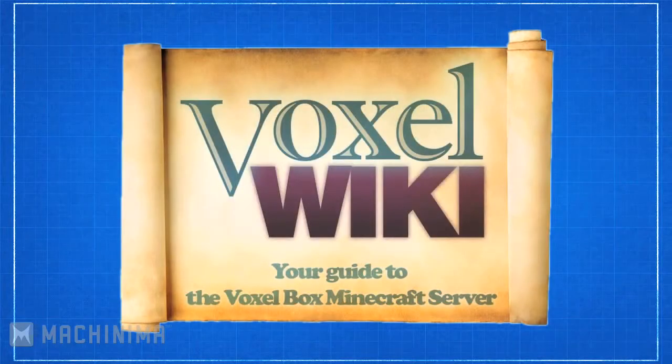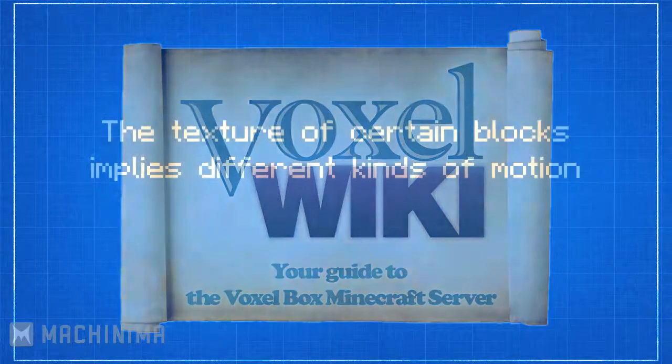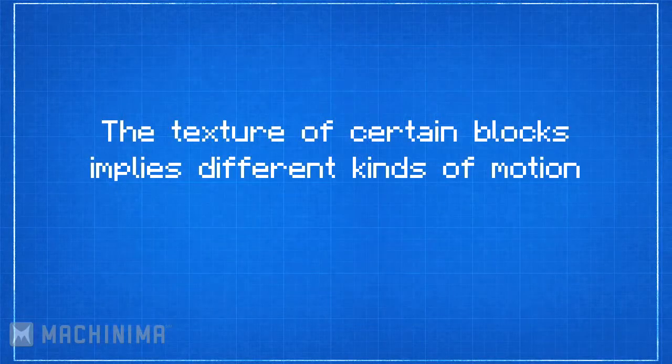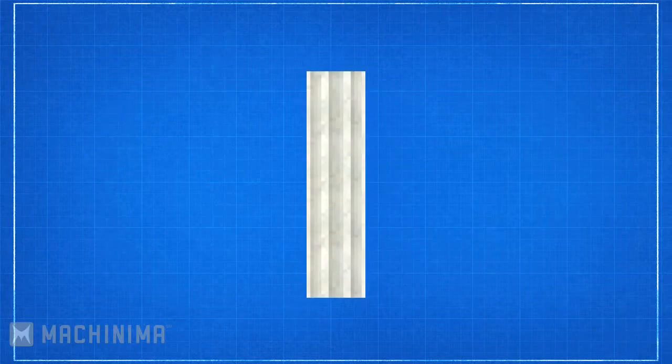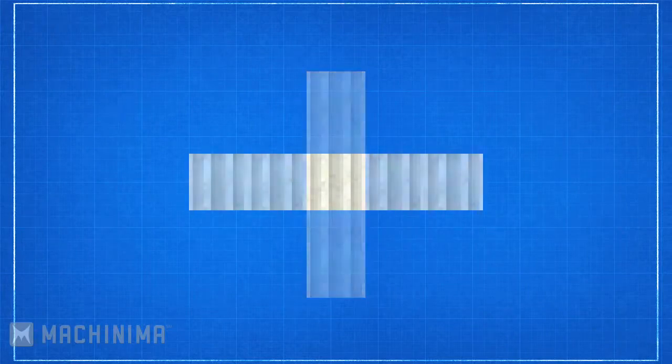The concept of material grain was first documented in late 2010 by Featherblade on the Voxel Wiki. He taught that the texture of certain blocks implied different kinds of motion. For example, the marble pillar block in the Halcyon texture pack has better continuity when stacked on top of itself than when it's stacked side by side.